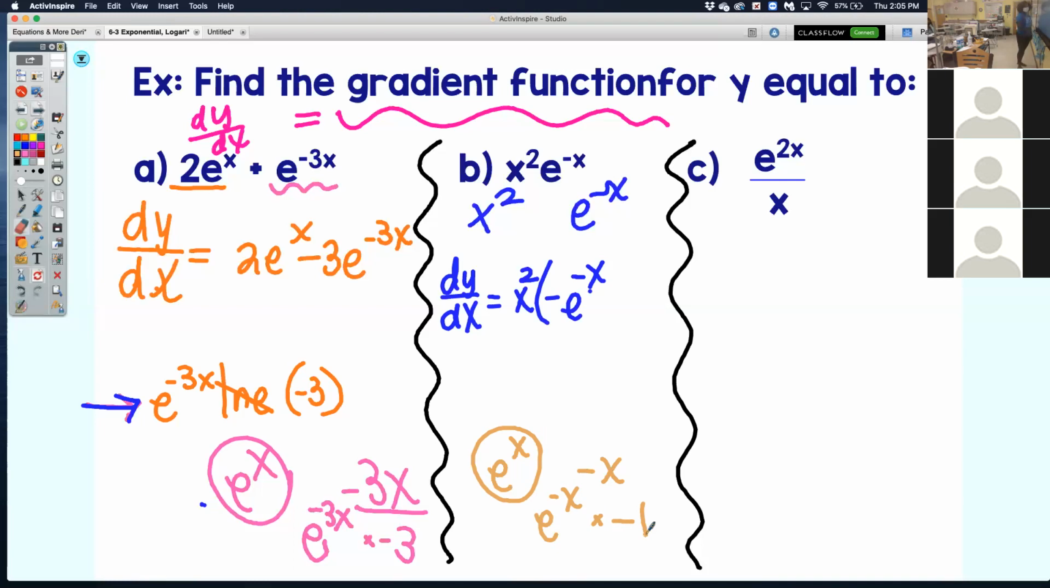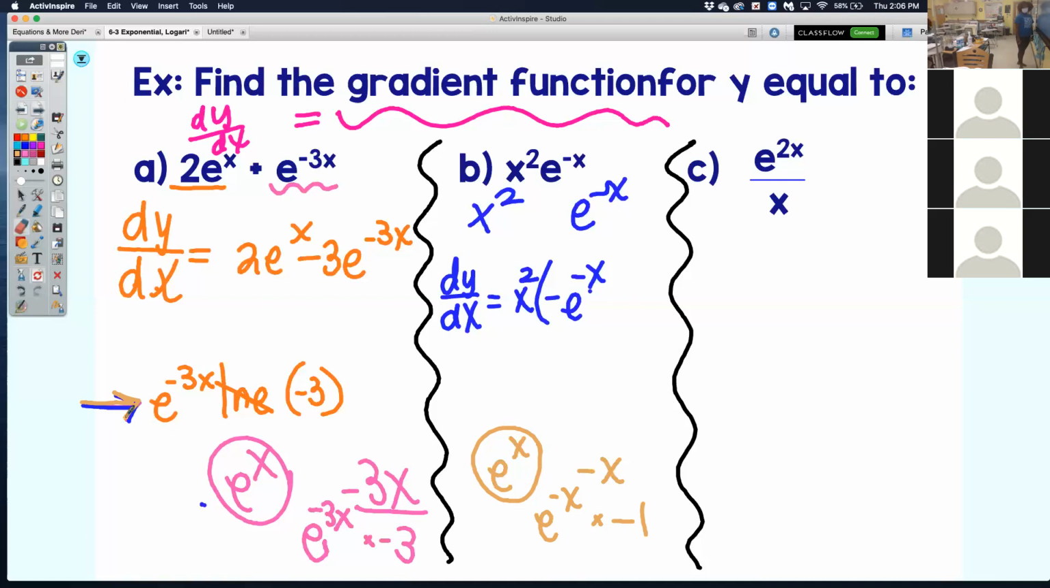Wait. I mean, if you want to use this rule, that's fine. You can. Yeah. But when you plug it into chain rule, it looks like you keep the exponent over the e. Yes. You multiply it by the coefficient.